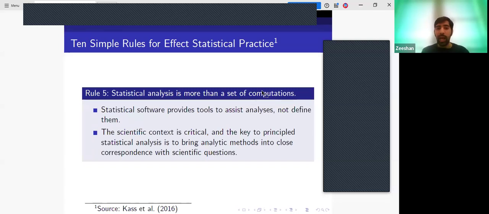And then you have to think whether those questions are in fact asked, or answered, in a way which actually relates to the scientific context of your study, right? And the key principle of statistical analysis is to bring analytical methods into close correspondence with scientific questions, right?